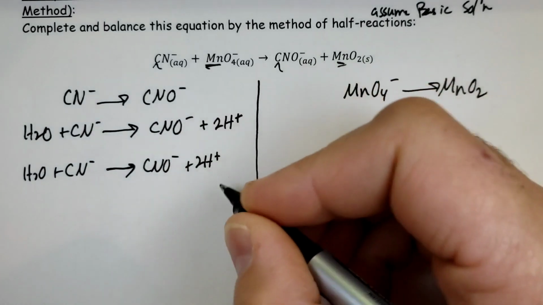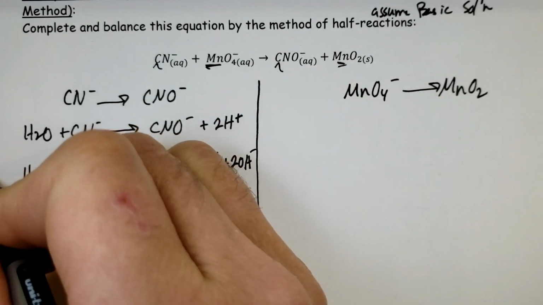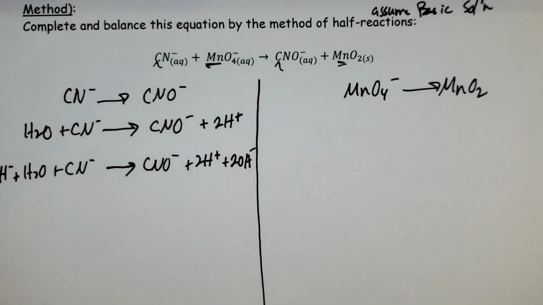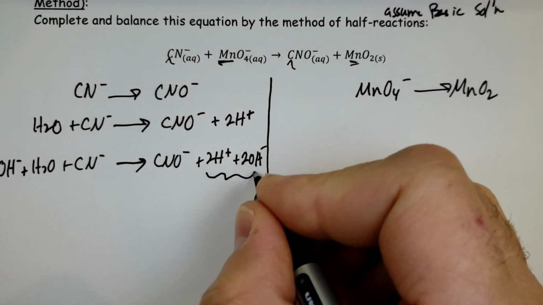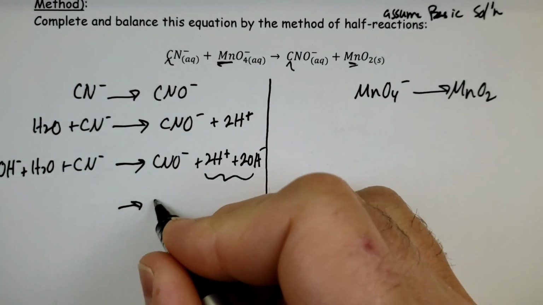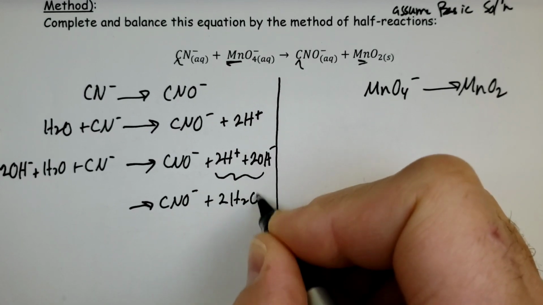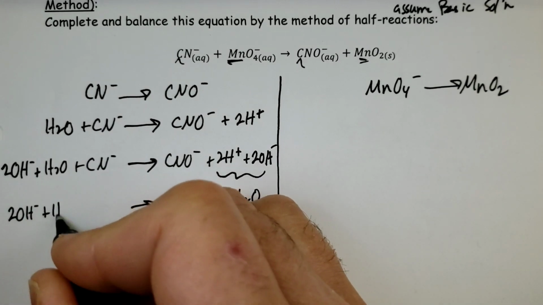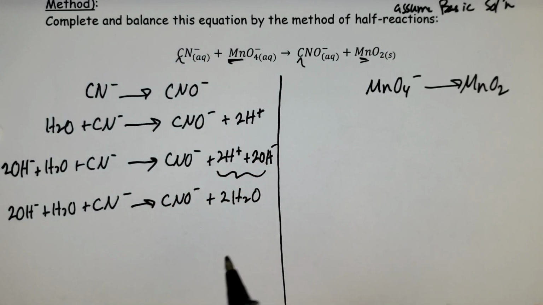I need to neutralize these H's by adding an equal amount of OH's. And of course, what I do to one side, I have to do to the other. So of course, two H's plus two OH's combine to give water. And then I have OH's on the left-hand side, as you can see.